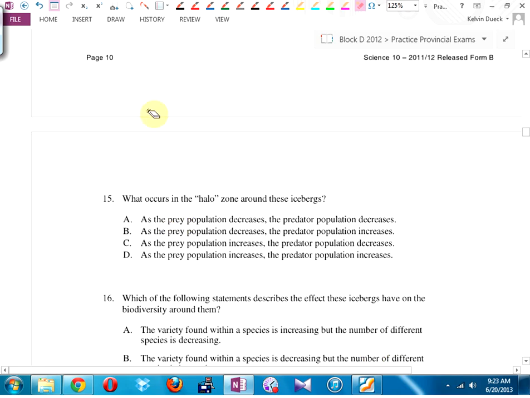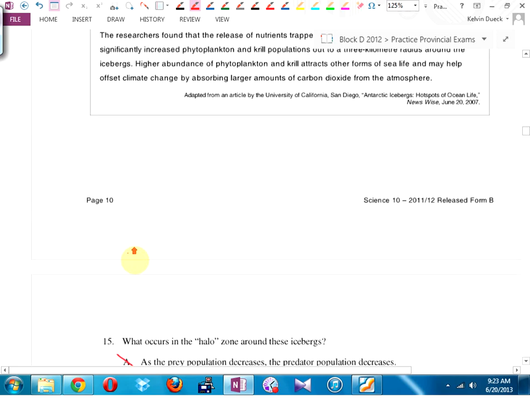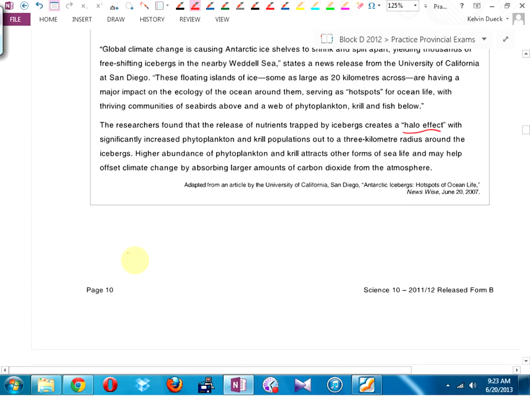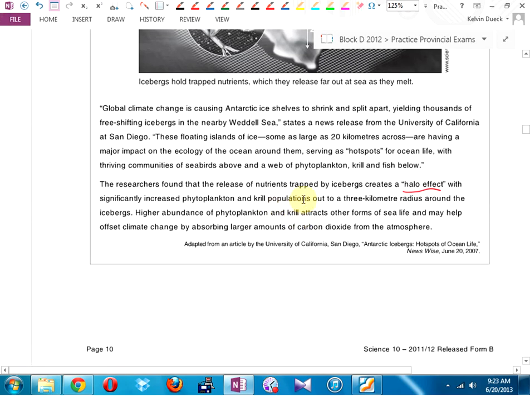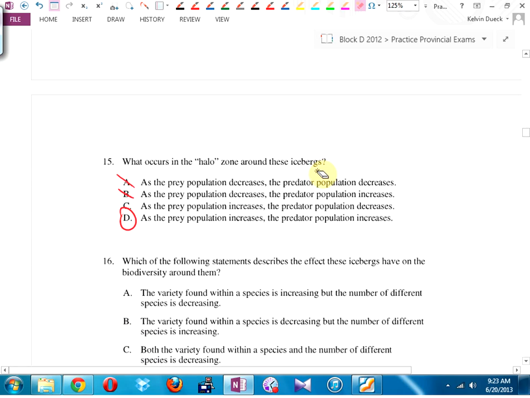As prey population increases, predator population, what? I think as your prey goes up, your predator goes up, yes? Because it says, there you go. Thriving communities of seabirds above and a web of phytoplankton. It is D, yes? I hope.